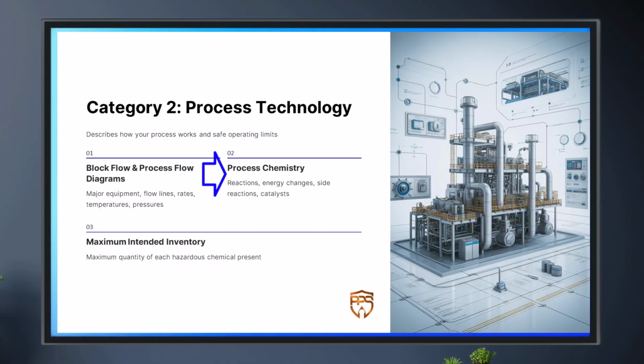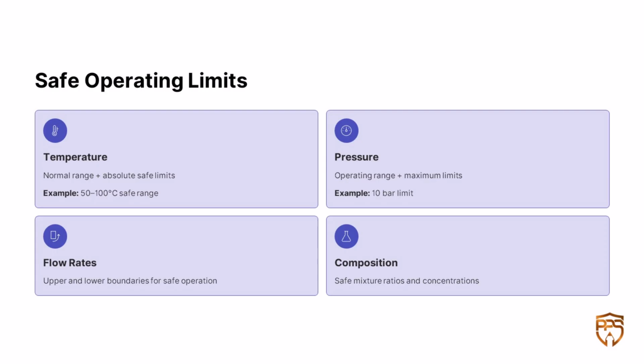Process chemistry: identify the chemical reactions taking place, reaction orders, energy changes, side reactions, and catalysts. This helps assess runaway reactions or byproduct formation. Maximum intended inventory: state the maximum quantity of each hazardous chemical that will be present in the process. Safe upper and lower operating limits for temperature, pressure, flow rates, and composition. For example, a reactor may have a safe temperature range of 50 to 100 degrees Celsius and a pressure limit of 10 bar. Document both the normal operating range and the absolute safe limits.